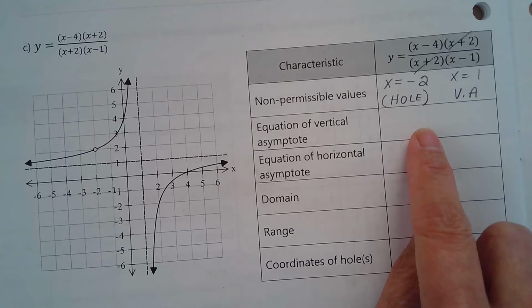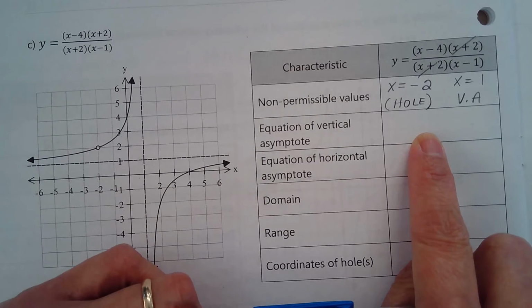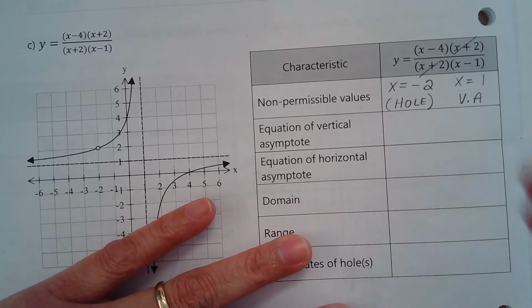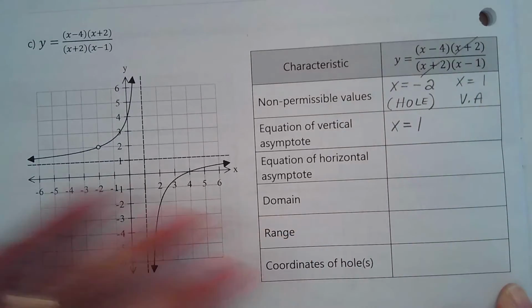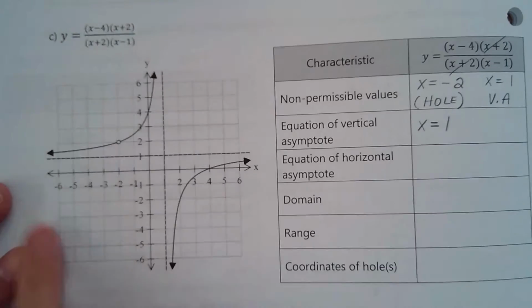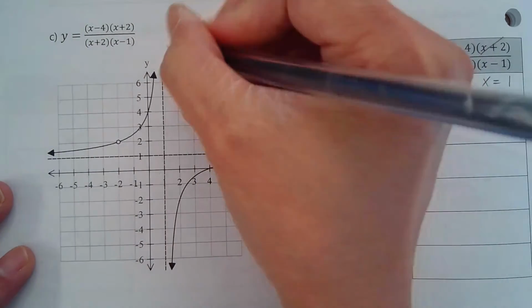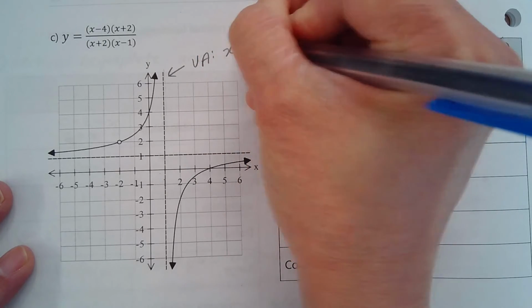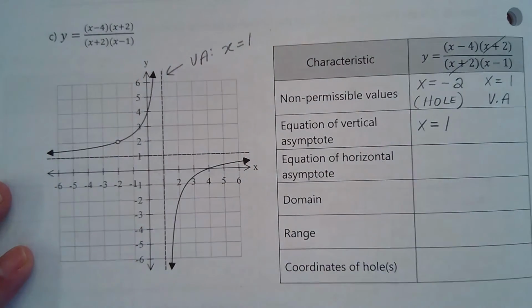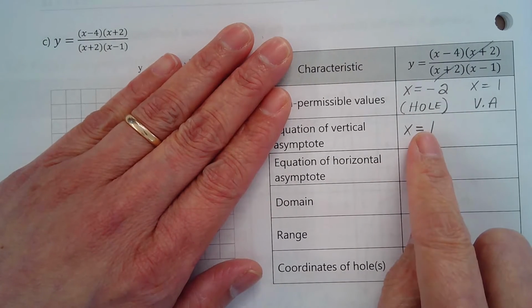So the question is, what is the equation of the vertical asymptote? The vertical asymptote would be x equals 1. Now, you look at this one, and here is the picture of it. This is the vertical asymptote, x equals positive 1. If this picture wasn't here, we could still figure it out.